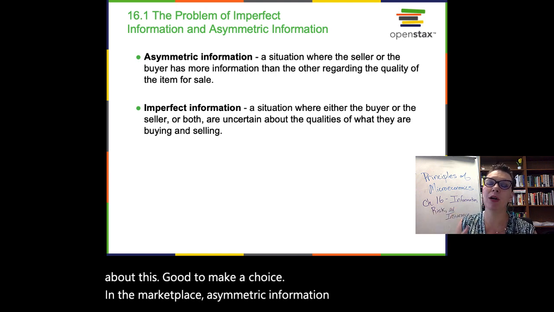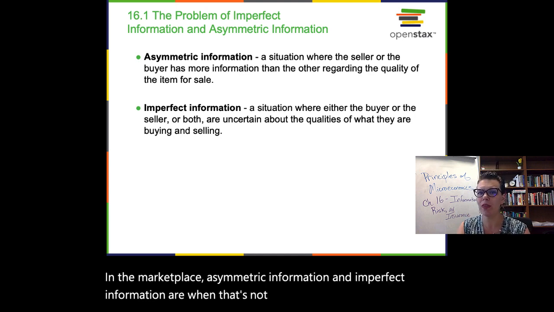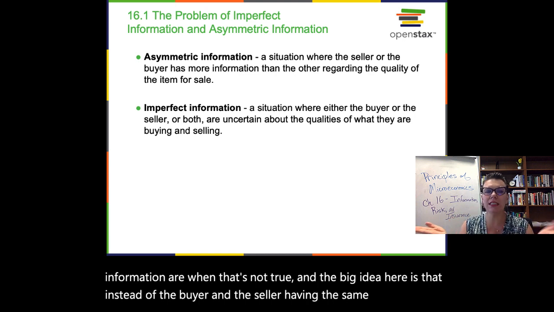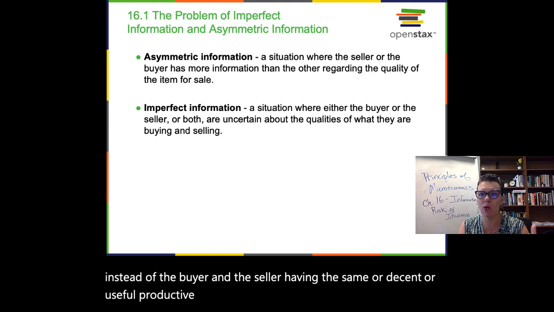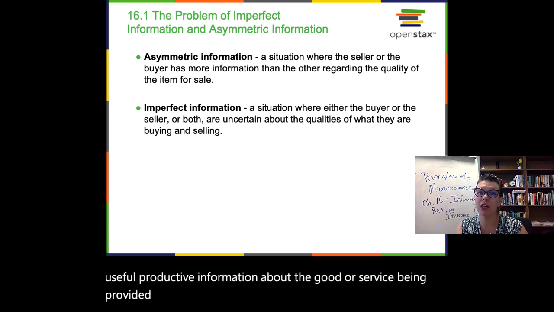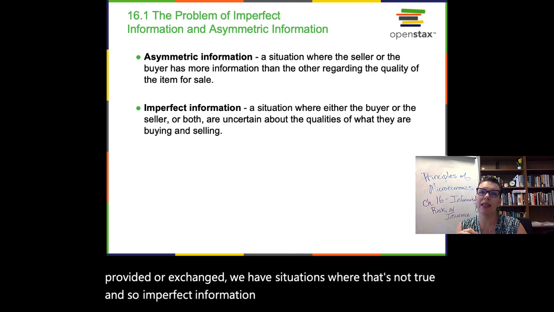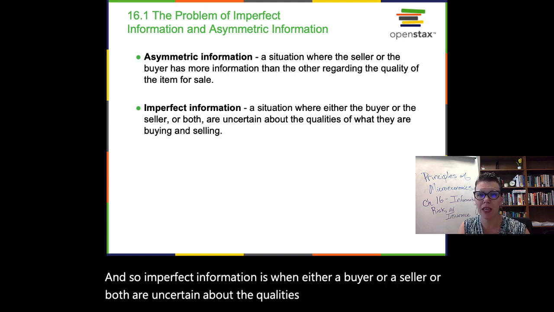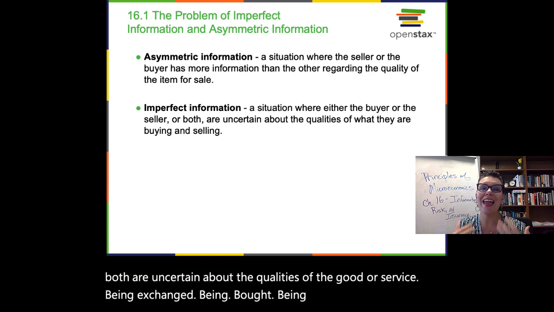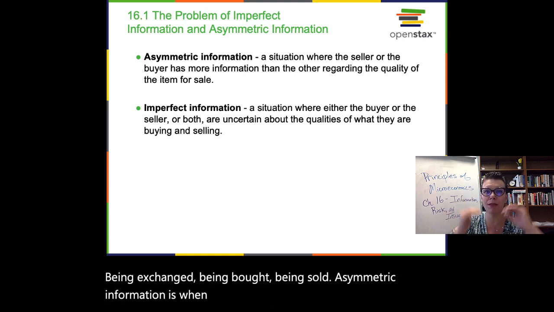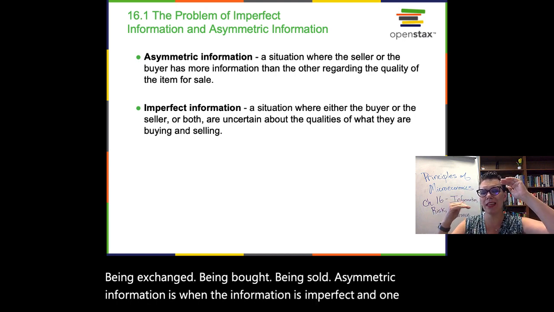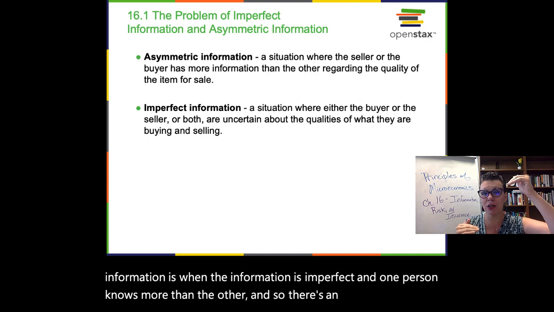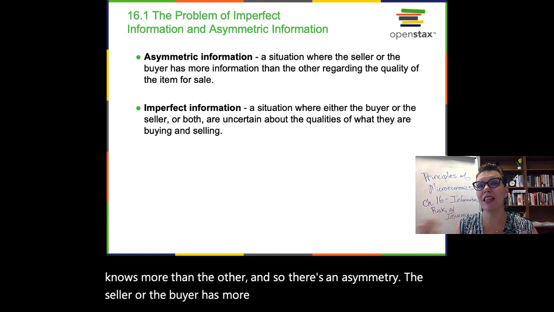Asymmetric information and imperfect information are when that's not true. And the big idea here is that instead of the buyer and the seller having the same or decent or useful information about the good or service being provided or exchanged, we have situations where that's not true. Imperfect information is when either a buyer or a seller or both are uncertain about the qualities of the good or service being exchanged, being bought, being sold. Asymmetric information is when the information is imperfect and one person knows more than the other. And so there's an asymmetry. The seller or the buyer has more information than the other person.